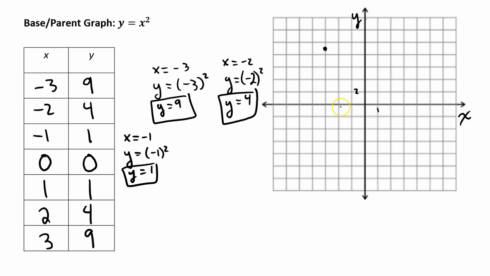For -2, I'm going to go up to 4, which is going to be here. For -1, I'm going to be at 1. 0 at 0. +1 at 1. 2 at 4. 3 at 9. So this right here is the parabolic shape.